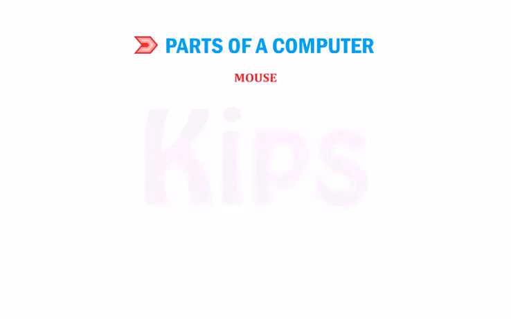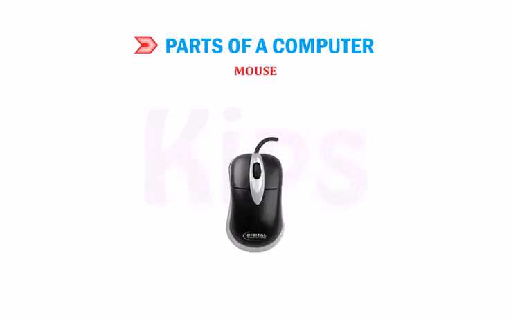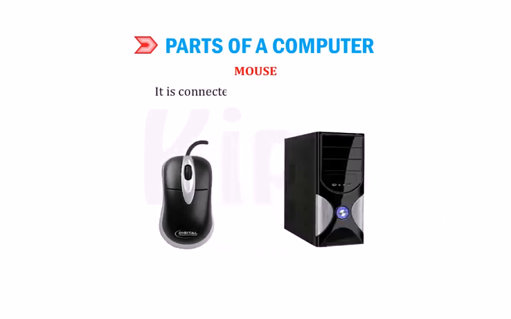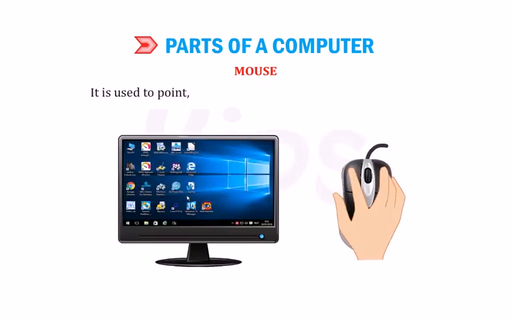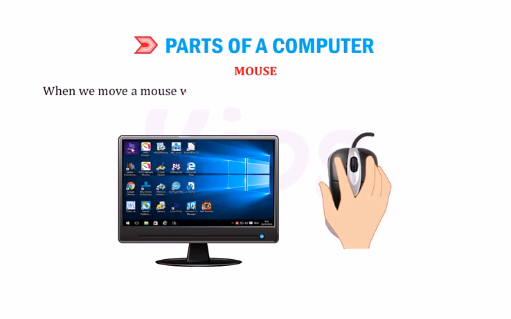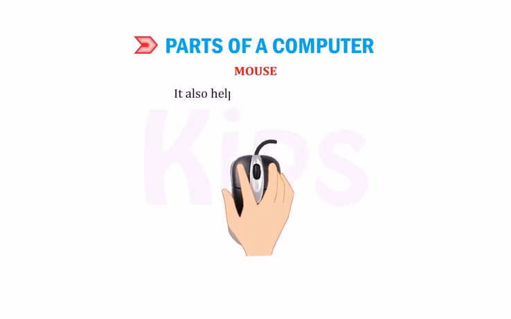Alright, now we shall discuss the mouse. A mouse is a pointing device. It is connected to the CPU by a cable. A mouse usually has 2 buttons on it. It is used to point, select and move any object on the screen. When we move a mouse with our hand, a pointer on the screen moves in the same direction. It also helps to draw pictures.